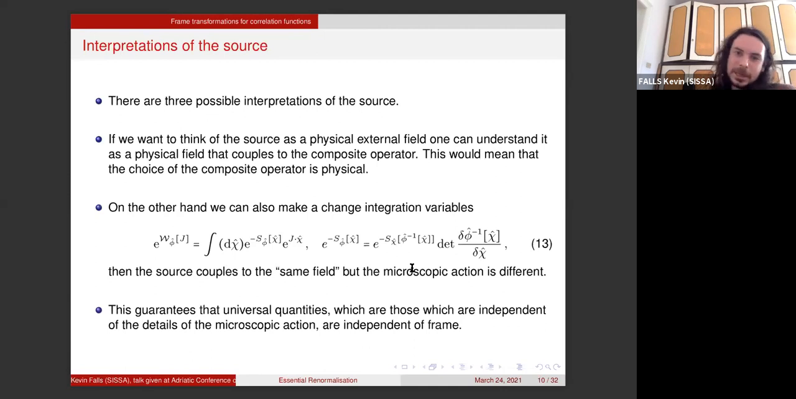So what this means in the end is that if we are interested in non-universal quantities, they of course will now change, because we will be looking at a different source or alternatively a different action. But if we're interested in universal quantities like critical scaling exponents, then we are free to do this, because once we tune the theory to the critical point, we will just find the same scaling exponents independently of this choice. So if we want to just look at universal quantities, then we can do this.